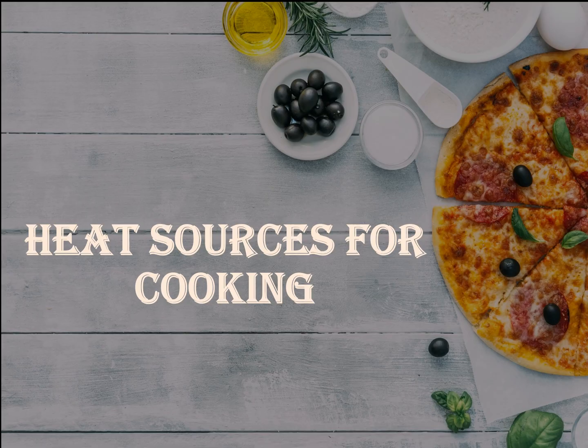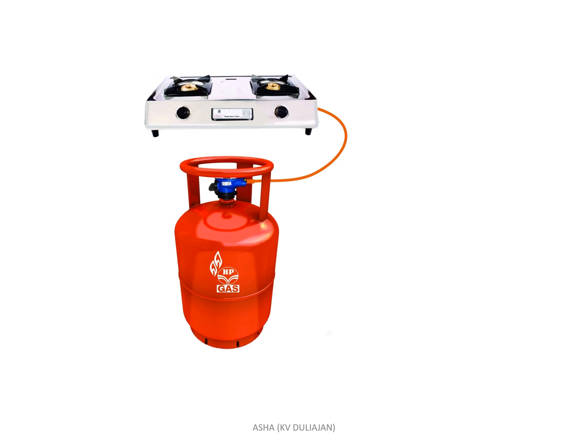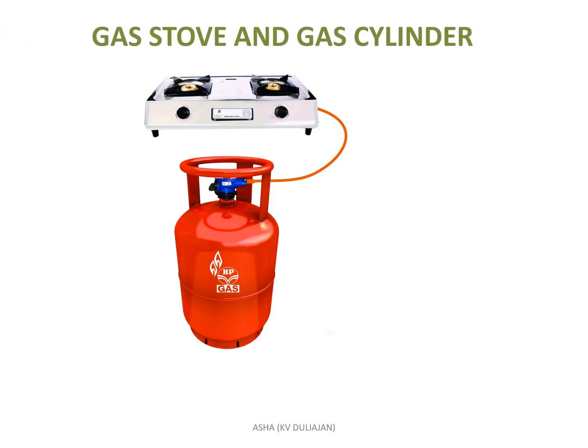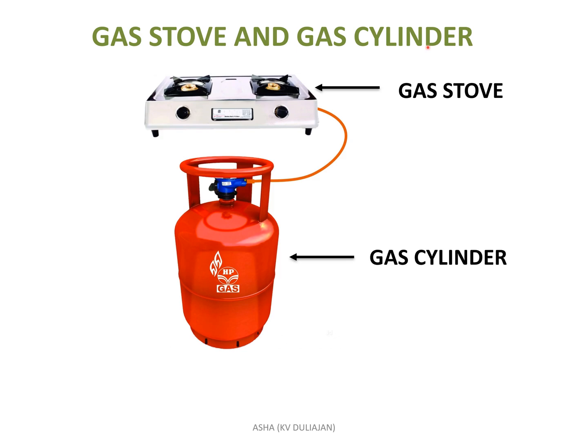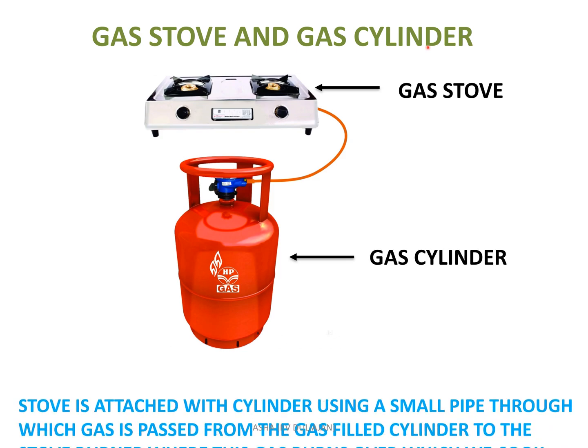Now some heat sources for cooking. This type of heating source is used in most of our houses. This is known as the combination of gas stove and a gas cylinder. This is a gas stove and this is a gas cylinder.